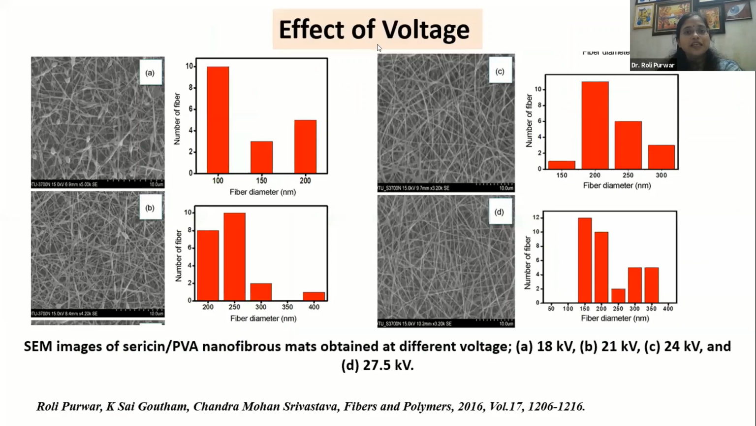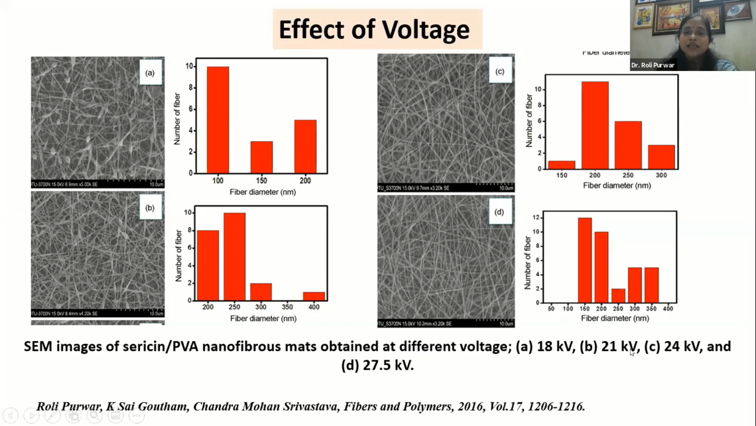The first parameter I'm taking is the effect of voltage. How will the voltage affect? You can see in this particular study we have done, we have taken the sericin and PVA nanofiber. We prepared the sericin PVA nanofibrous mats using the electrospinning machine, and we varied the voltage from 18 kilovolt to 27 kilovolt. Initially, when we processed it at a lower voltage, we got some kind of beaded structure. We got the fibrous structure, but some beads were present on the fibers.